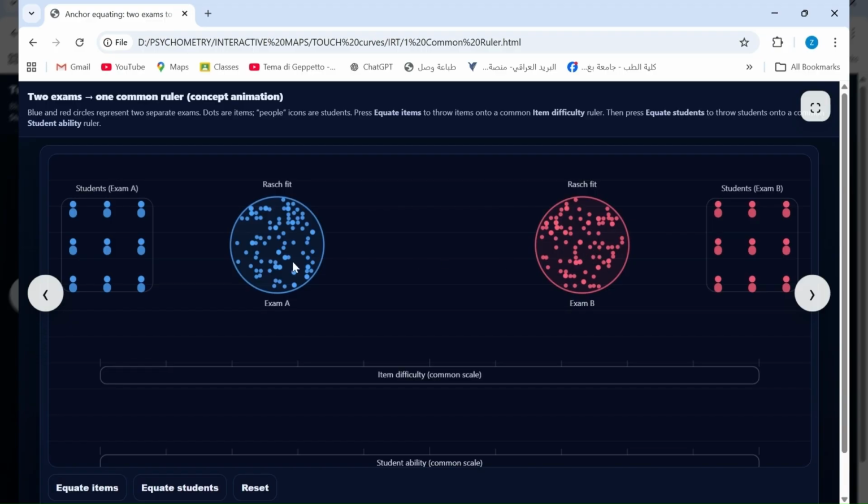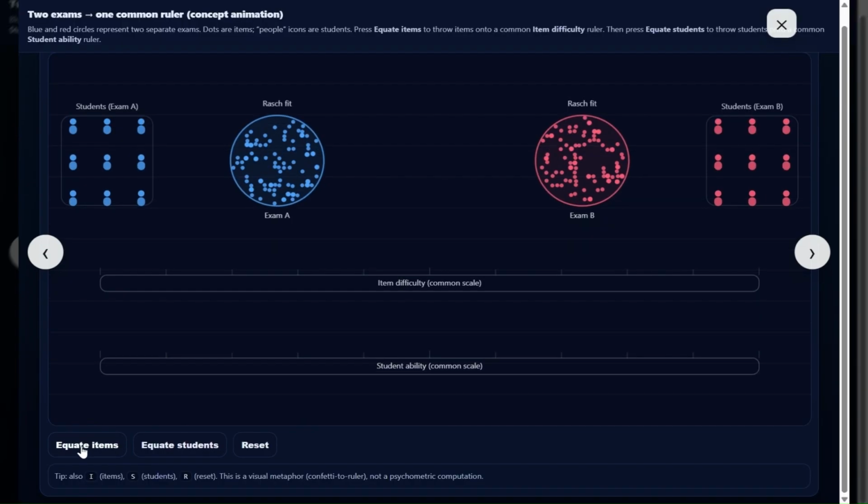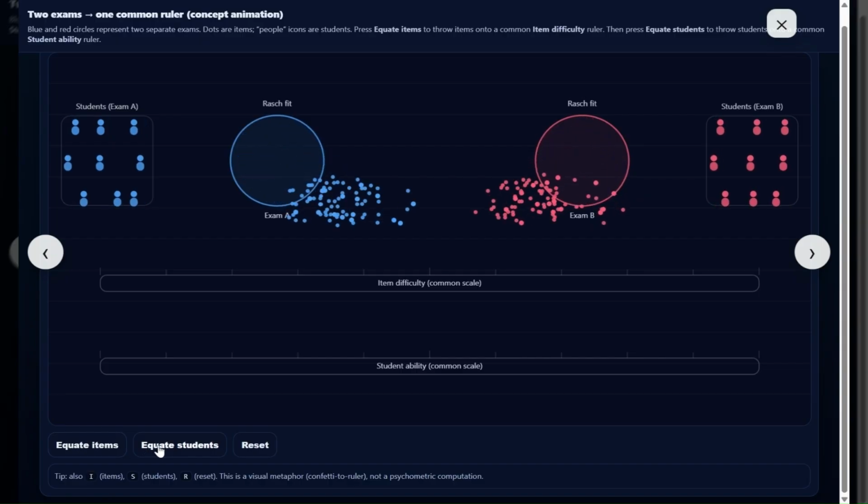All right? So if you have two tests with almost disjoint items, and they might have disjoint sets of students, then if both of these tests fit the Rasch model, we can have a common ruler, a common scale that scales item difficulty, and another common scale that scales the student abilities, in such a manner that we can equate them. So if we equate the items, we can equate the students also.